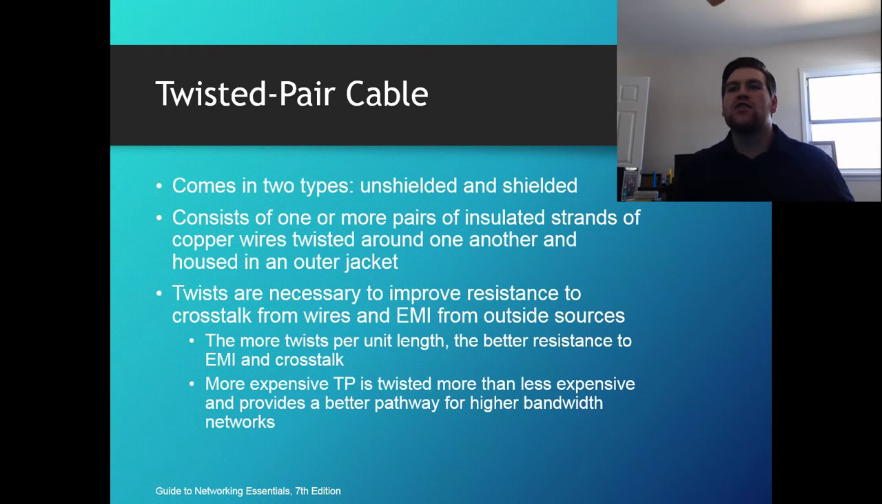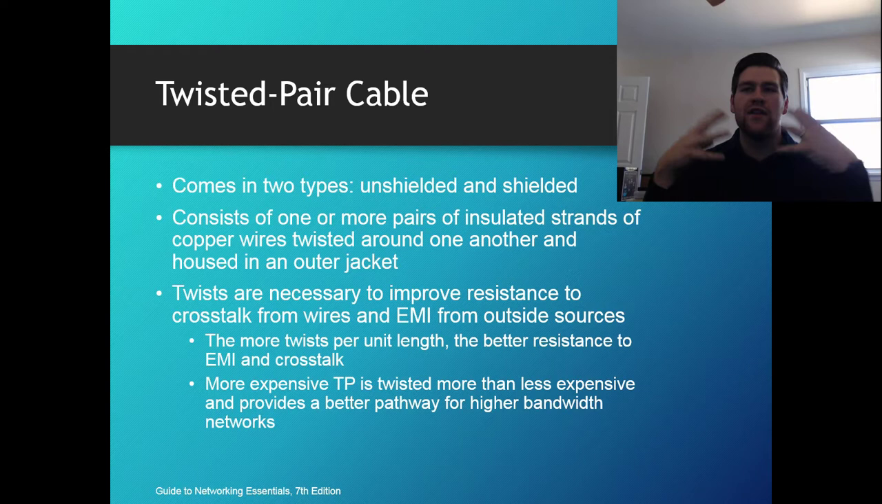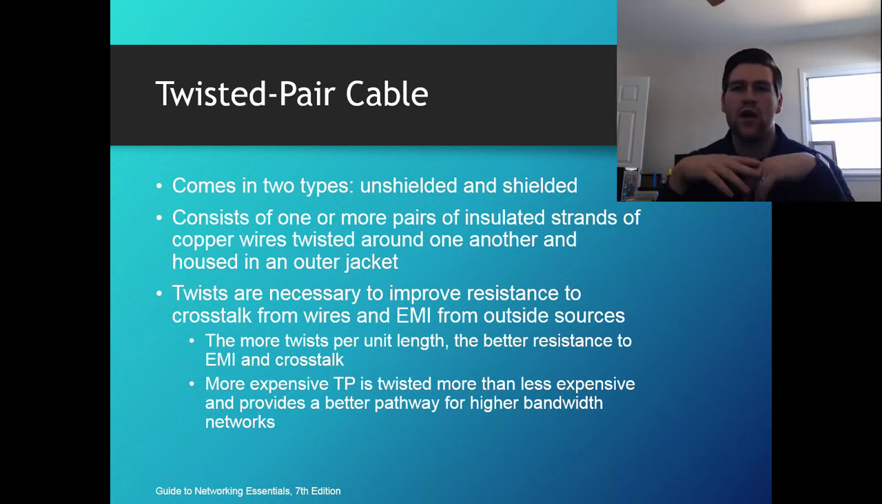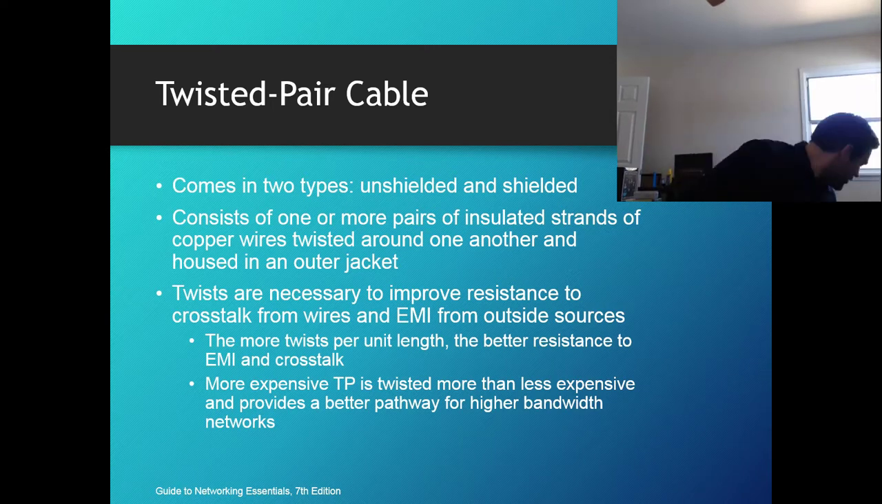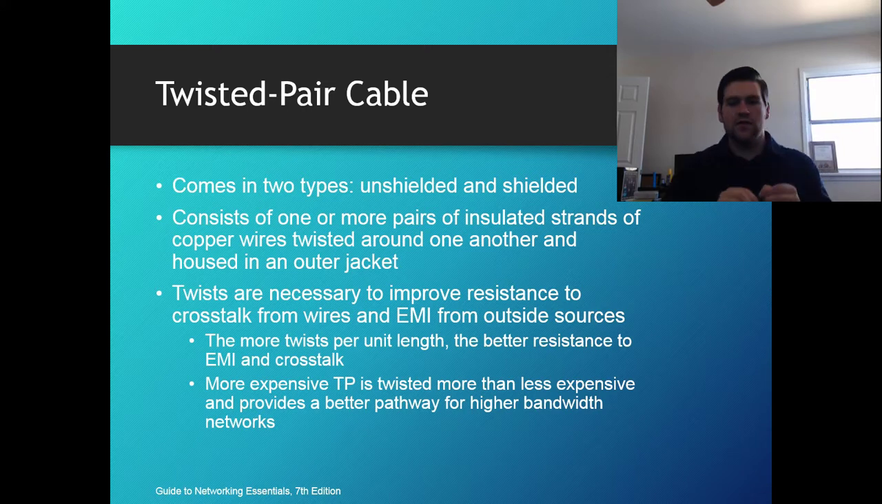And then you have twisted pair cabling. This is the most common type of cabling used in networks. There's two types, shielded and unshielded. That's where you see UTP and STP, shielded twisted pair, unshielded twisted pair. This is one or more pairs of insulated strands of copper wire twisted around one another, housed in an outer jacket.